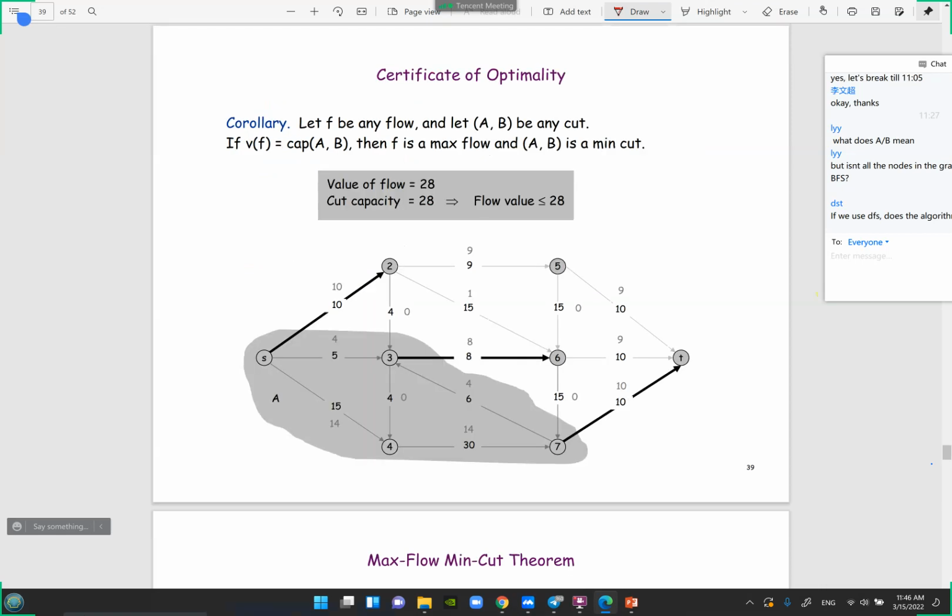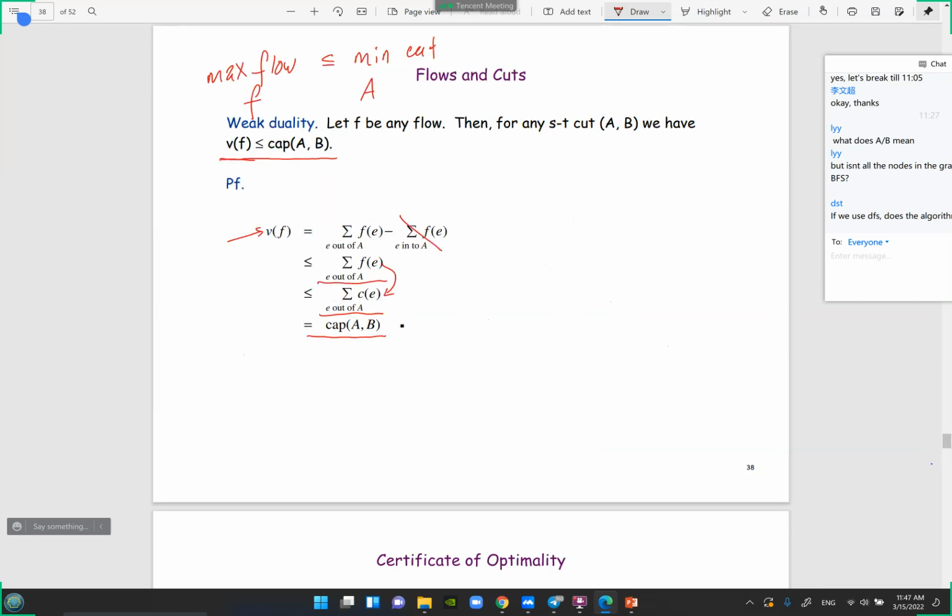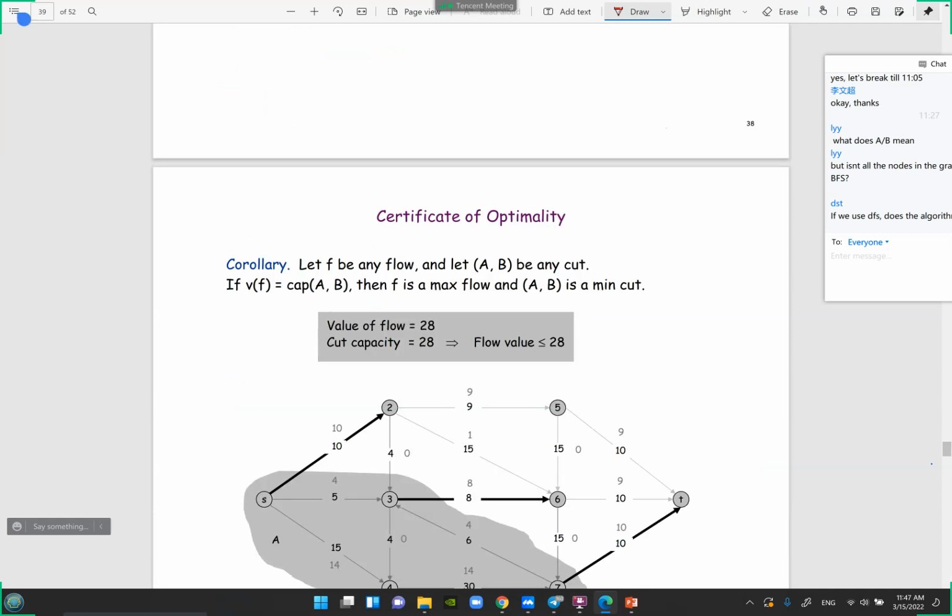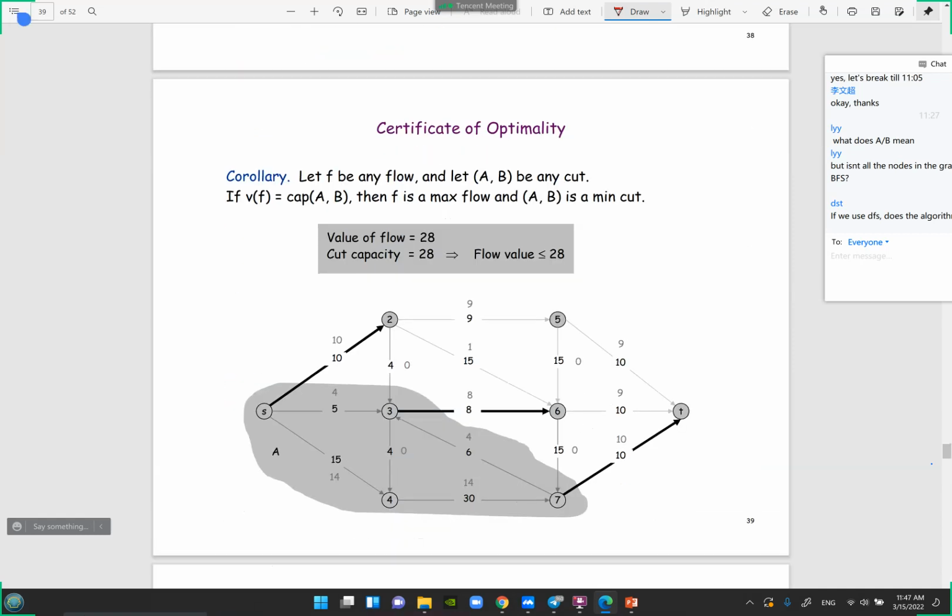And that also means that suppose you can actually find some flow, and you somehow found a cut, and you find that their values are equal. Then this proves to you that your flow is as large as possible. Because whatever cut you found, so suppose you found, let's just use this example.